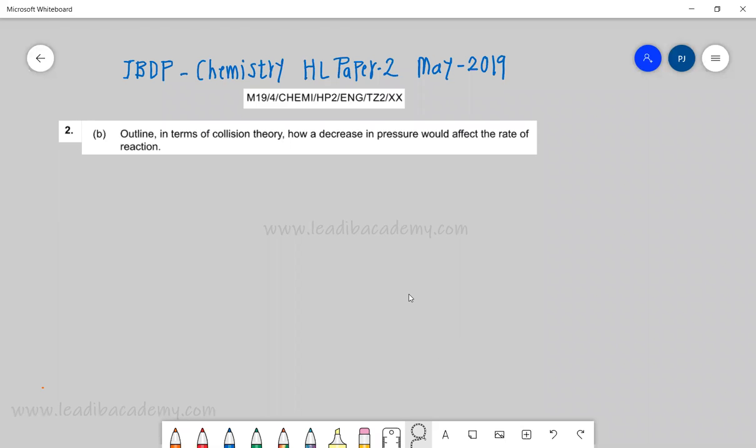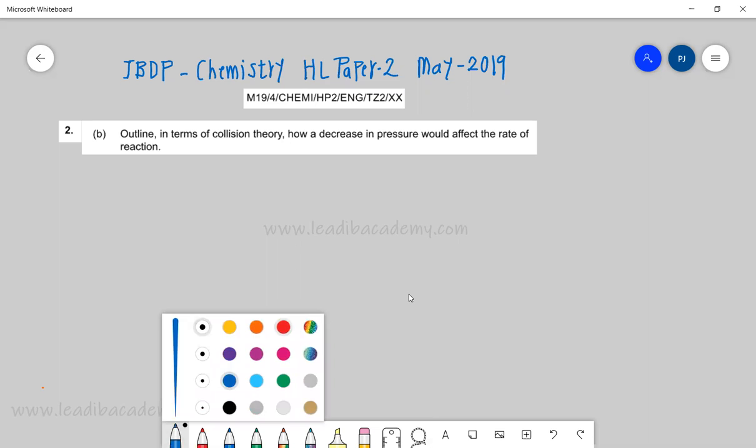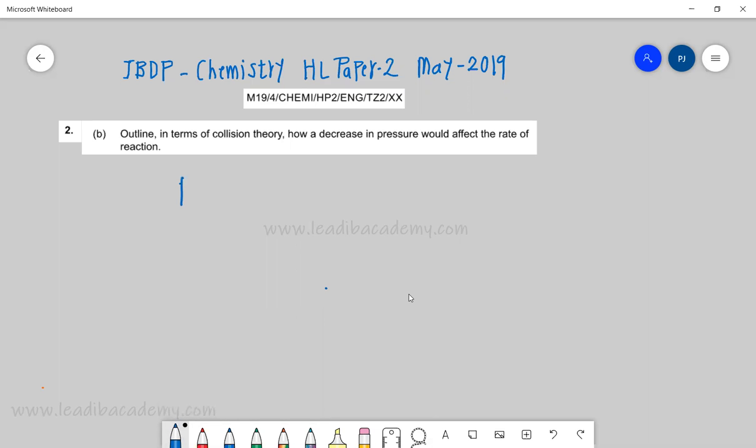Okay, let's continue our discussion on question number 2b: outline, in terms of collision theory, how a decrease in pressure would affect the rate of reaction. First of all, we are very clear on the first thing: there is a direct relation. Pressure is directly proportional to number of moles, as we have seen.